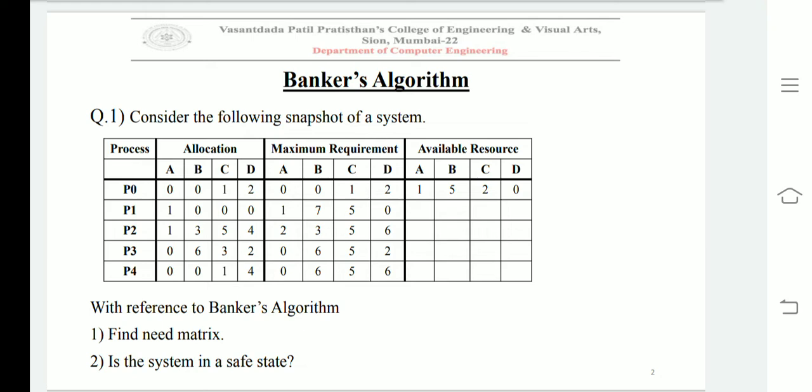For this we will require some future information, or we can say prior information. What kind of prior information is required? Information about the processes and information about the resources. What kind of process information is required? Number one, the number of processes, then each process having the resource, then the information about each process that wants the resource, and lastly its maximum requirement for the resource.